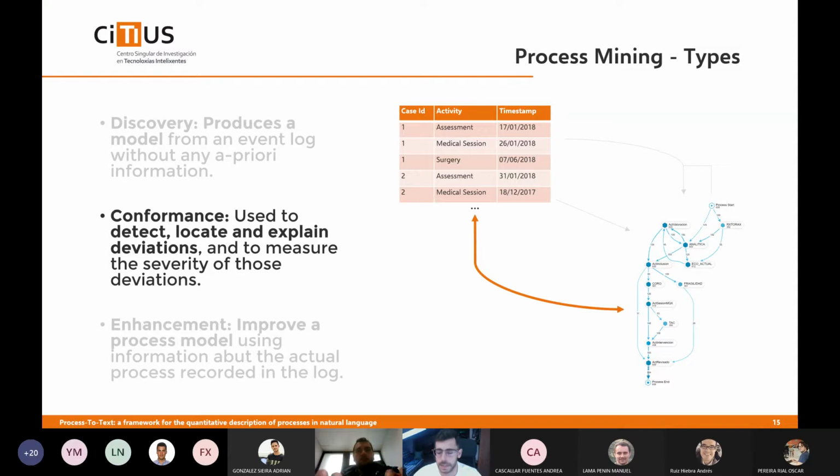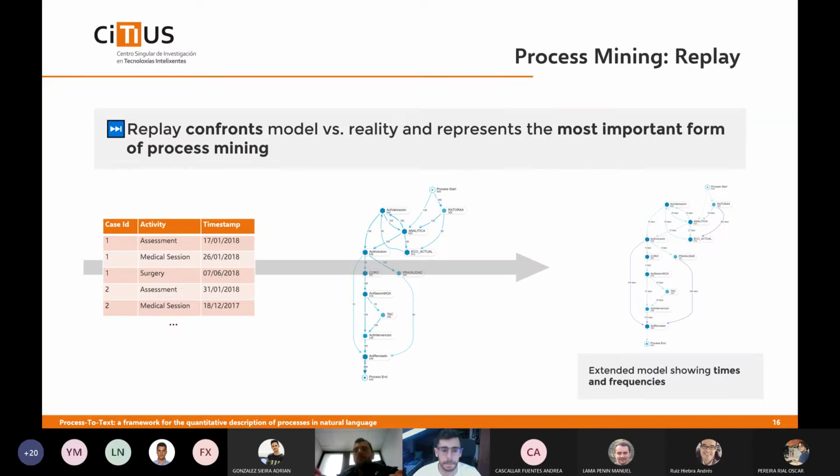So in this thesis, the attention is focused mainly on conformance, as this type of process mining is what allows users to understand what is really happening within a process. The key element in conformance checking is the replay of the event log over the discovered model. This is done by executing the events of each trace in the log over the model in the order indicated from start to finish. This allows extending the model with frequencies and temporal information. Then it allows finding, for example, execution problems, missing activities, bottlenecks, and errors.